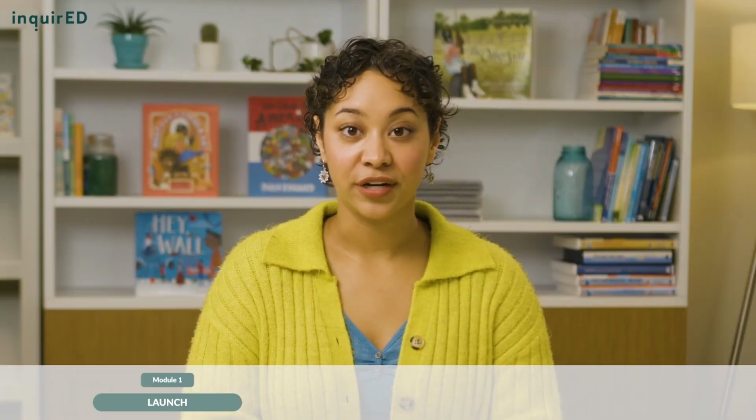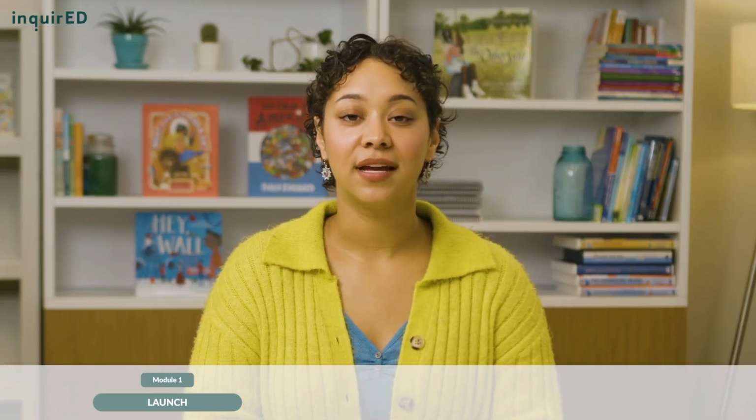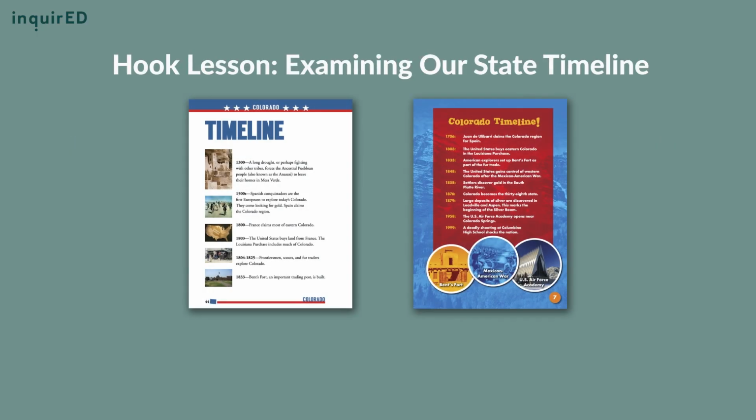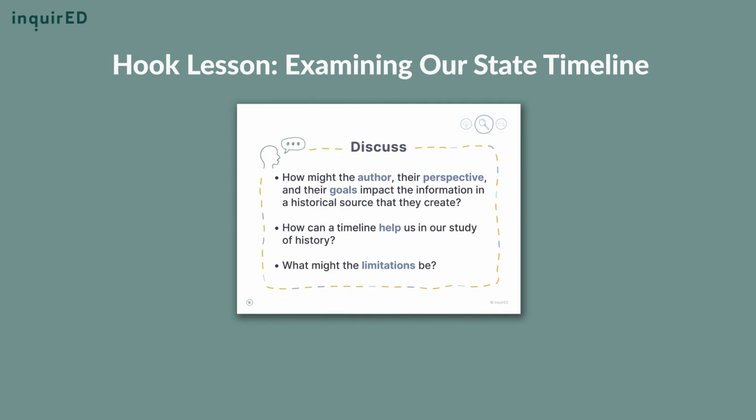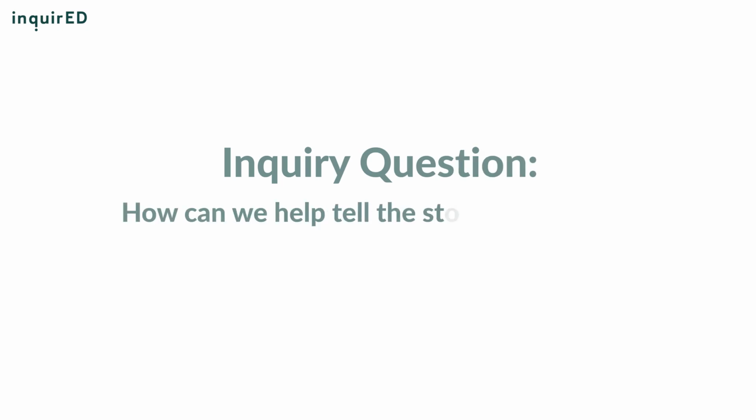The Our State and Region inquiry launches with the hook lesson, Examining Our State Timeline. In this lesson, students examine 2 different timelines that describe the history of their state and region, then discuss how the differences between these timelines show the strengths and limitations of sources and how perspectives shape them. At the end of the lesson, students are introduced to the inquiry question that will guide their exploration. How can we help tell the story of our state?